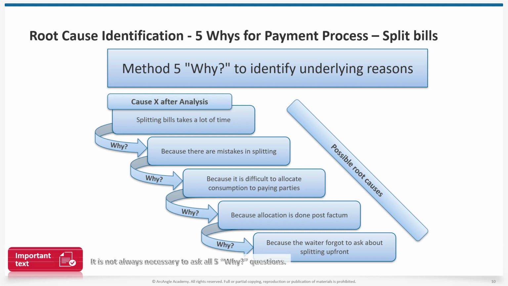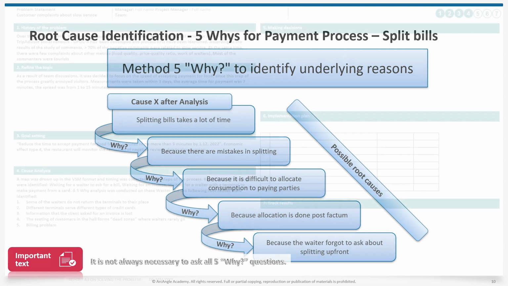In this case, we have reached the root cause, which is that the waiter forgot to ask about splitting the bill up front. By identifying this underlying issue, the restaurant can implement strategies to ensure that waiters proactively inquire about splitting preferences at the beginning of the dining experience, thus avoiding post-factum allocation and reducing mistakes and time consumption.